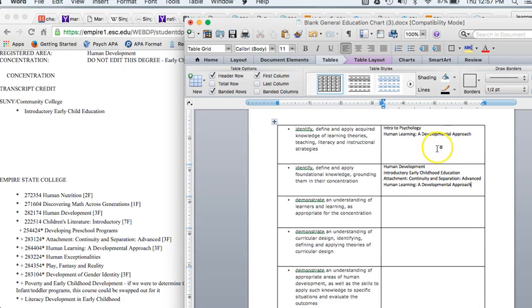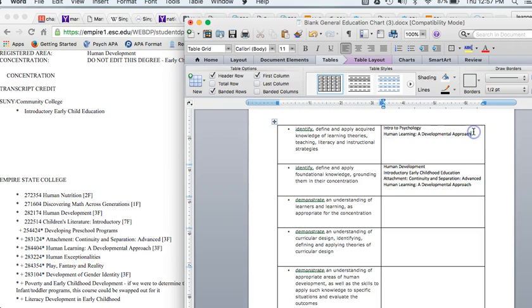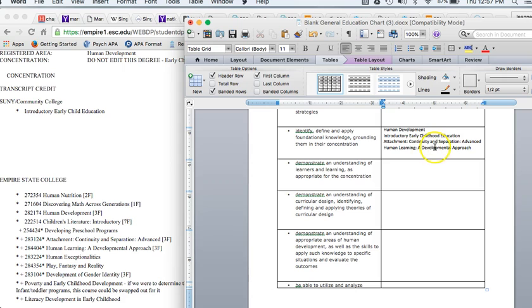You don't want to look at it like, I look at this and go, that looks kind of empty. What else can I put in here? What else has this student taken that deals with learning theories, teaching, literacy, instructional strategies? Well, I actually know that play, fantasy, and reality does that, so I would put that course in here too, just to fill this out a little bit more. So 3 courses is good, 4, excellent. You don't want to get much more than that.